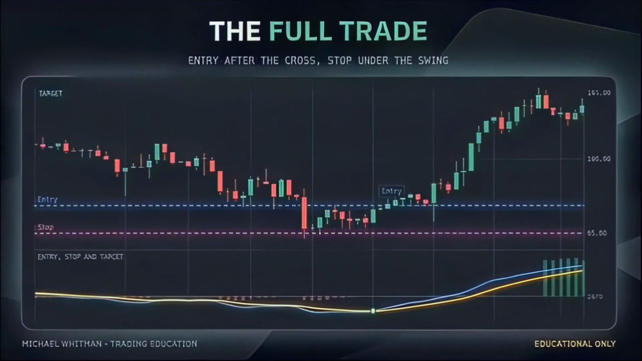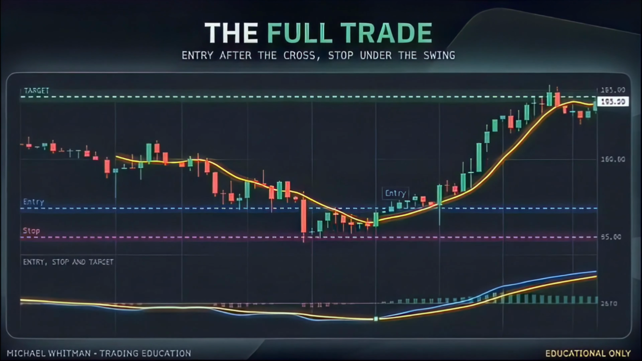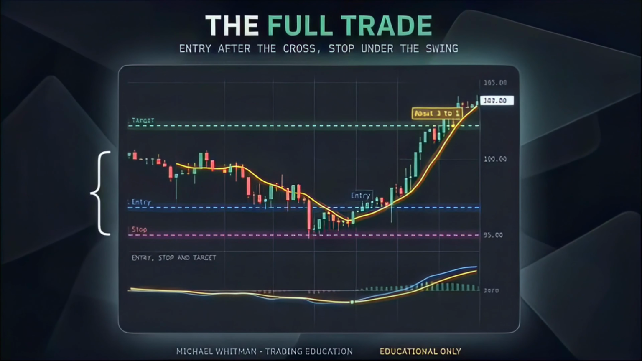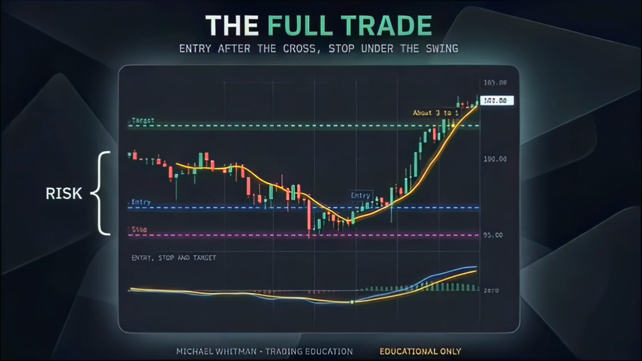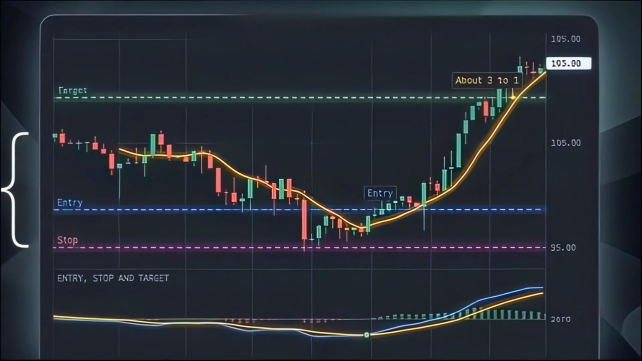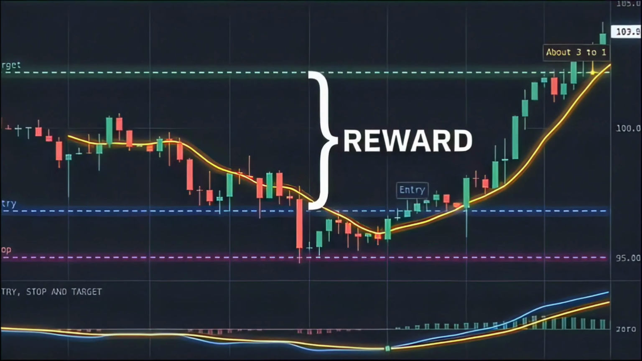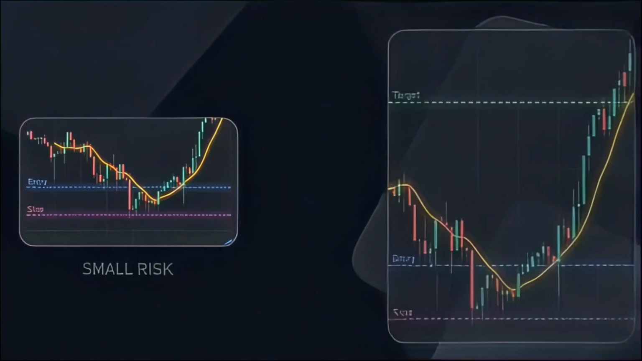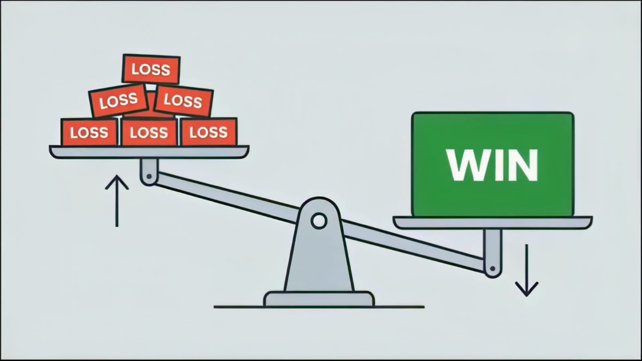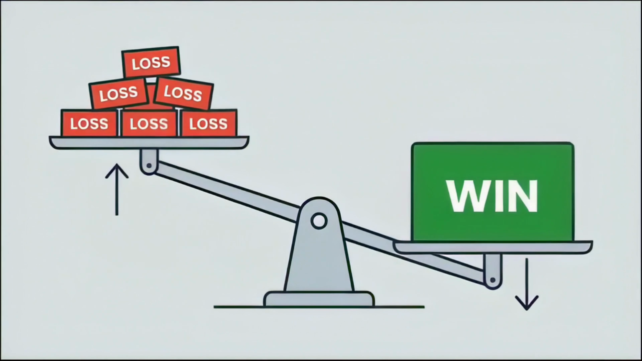Your target is the most recent swing high above you, a price the market already reached once, which makes it a reasonable place to expect it might reach again. Look at the shape that gives you. Because you entered right after a bottom, your stop is close underneath. Because you are targeting a prior high after a decline, the distance up is usually much larger. That is commonly a 1-to-3 or better. And that ratio is what lets this strategy be wrong plenty of times and still finish ahead.